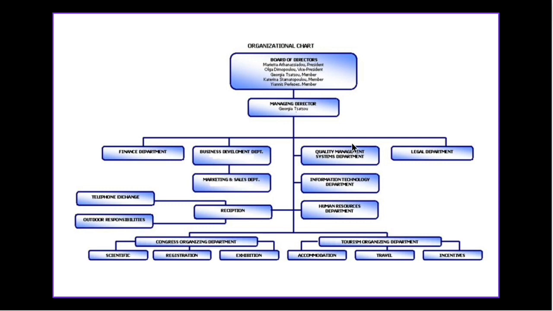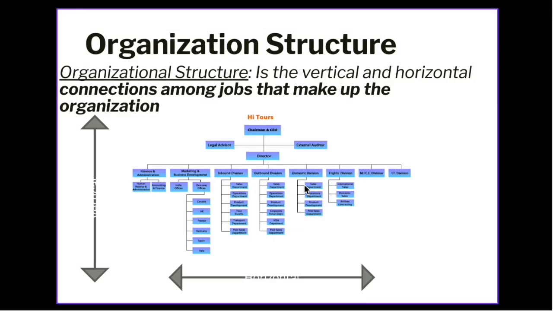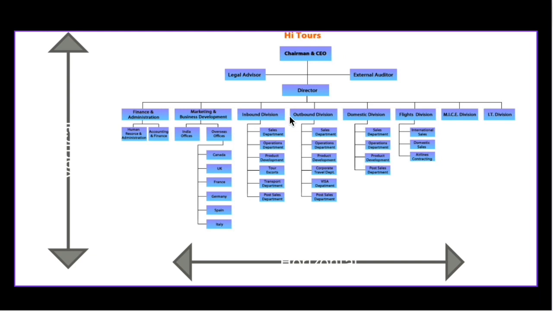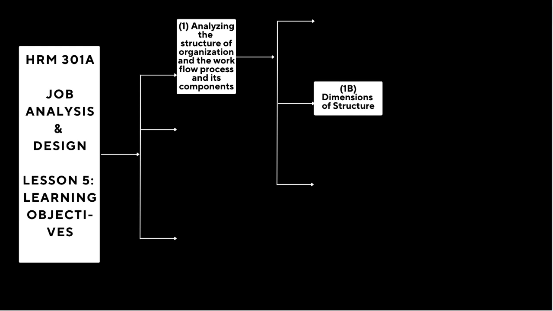So this is the organizational chart. So you have your board of directors, the managing director, and everyone is under them. Organization structure is the vertical and horizontal connections among jobs that make up the organization. So relationship this way and relationship that way. Okay, so this is a bigger view of how it works. You have chairman, CEO, you have the two advisors, the legal advisor, external auditor, they report directly, and then you have the director, and everyone else reports to the director.